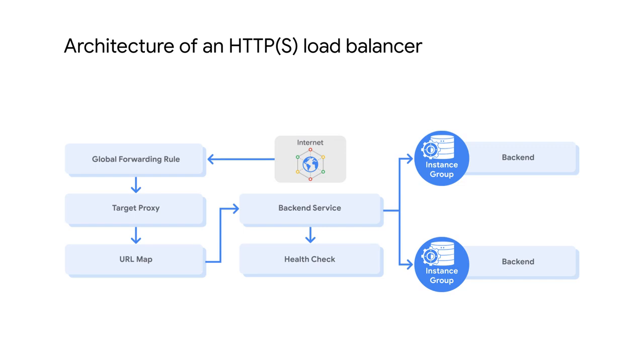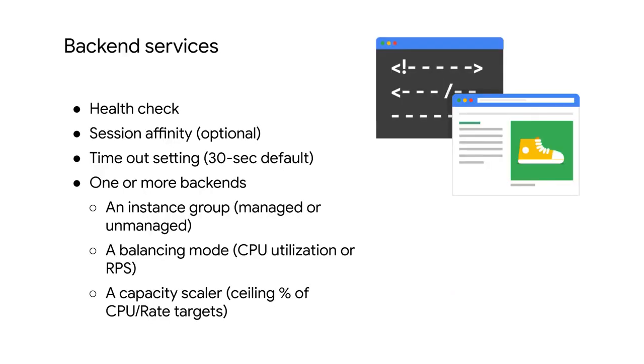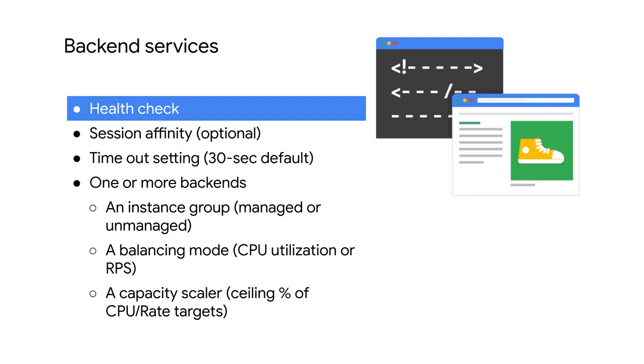The backend service directs each request to an appropriate backend based on serving capacity, zone, and instance health of its attached backends. The backend services contain a health check, session affinity, a timeout setting, and one or more backends. A health check polls instances attached to the backend service at configured intervals. Instances that pass the health check are allowed to receive new requests. Unhealthy instances are not sent requests until they are healthy again.